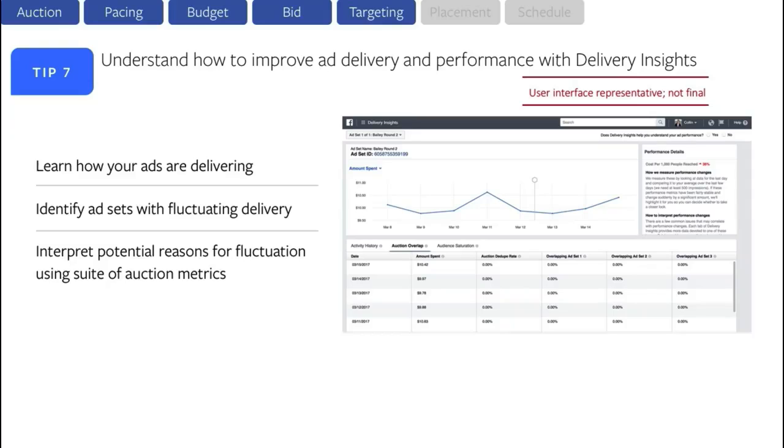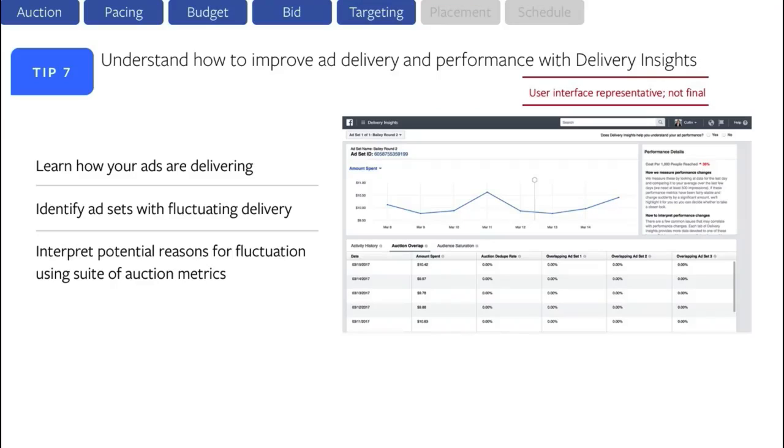Delivery Insights is a self-serve product that alerts you of significant shifts to delivery or performance and surfaces auction metrics and a dashboard that can be used to explain what caused those shifts and how to address them. Delivery Insights focuses on activity history, auction overlap, and audience saturation to explain shifts in delivery or performance and take action. Activity history makes it easy to determine whether a recent bid, budget, or ad set status change correlates with a delivery or performance shift. If so, consider reverting the change or creating a new ad set.